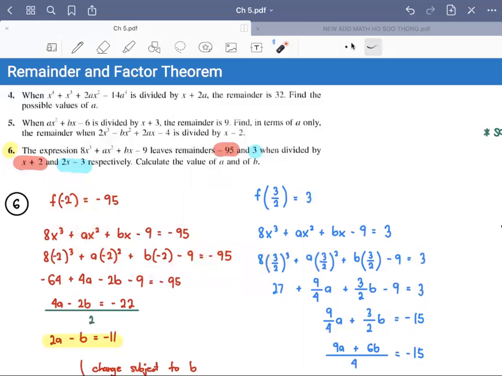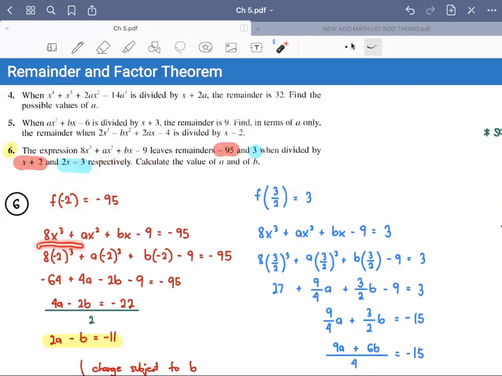Okay, so f of negative 2 is equal to negative 95. Why is it equal to negative 95? It's because this is the remainder of that division. Okay, so that's the remainder. So that's why this is your first equation. Now, simplifying this, you need to insert this f of negative 2 back to the expression.